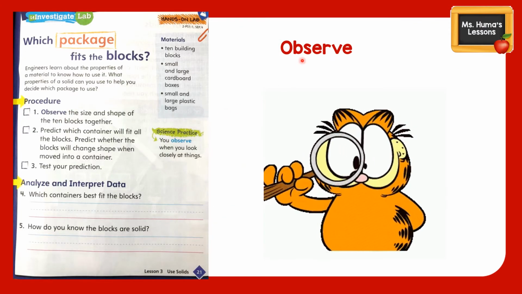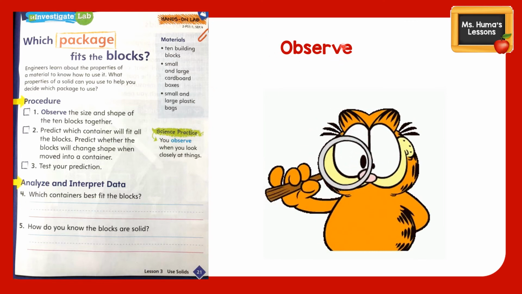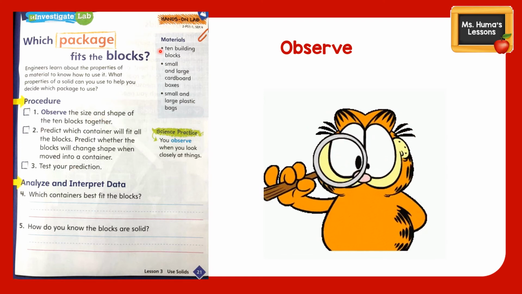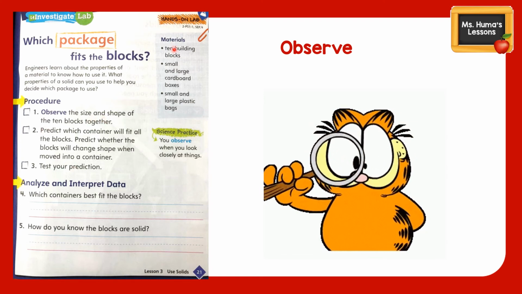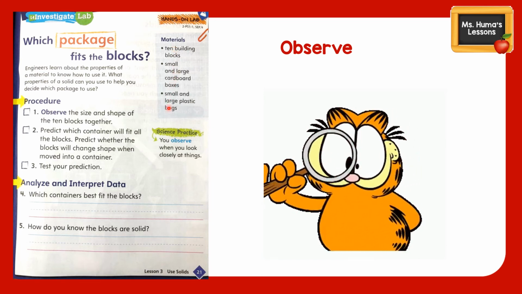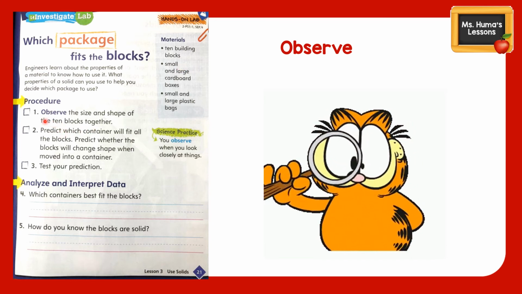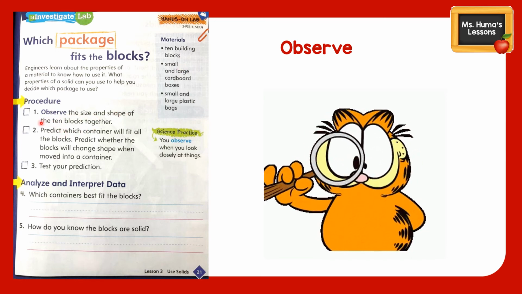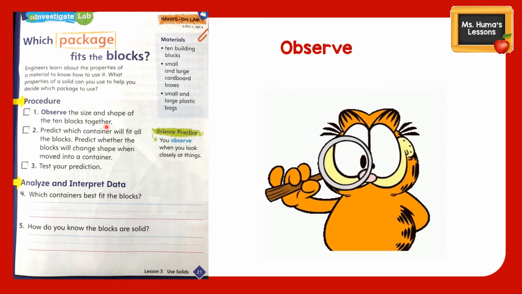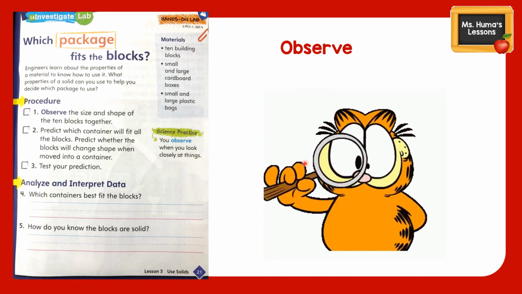So in this activity, the first step is to observe. We have to observe the properties of the materials we are going to use. The materials we have got are 10 blocks, two boxes, and two bags of two different sizes each. So we are going to observe the size and shape of the 10 blocks together. First thing we have to do is observe the properties.